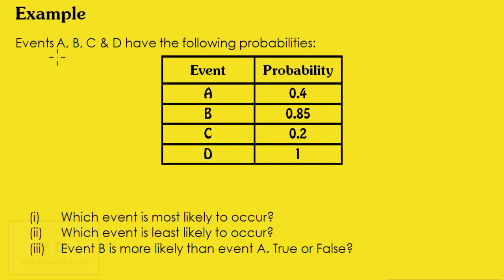Here's an example question. It says, events A, B, C, and D have the following probabilities.